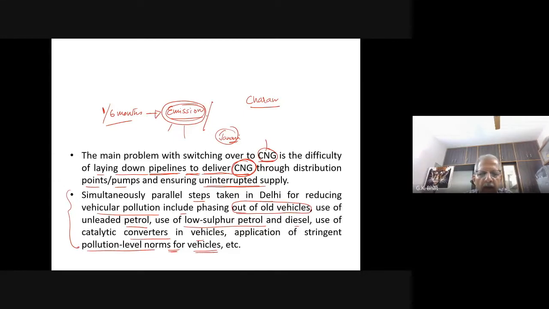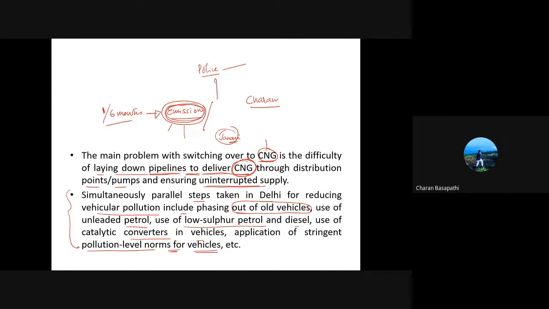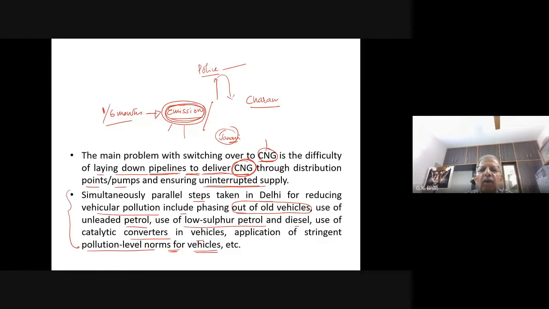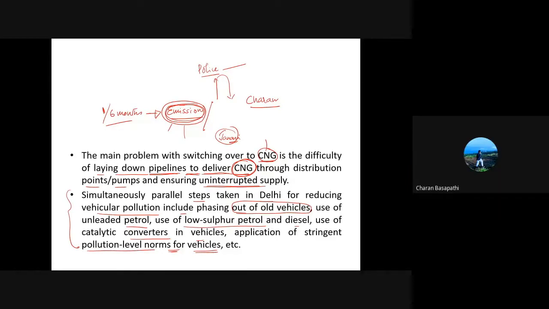And interestingly, a good number of youngsters do not go for the emission test. Charan, what do you do when you see the police on the road while riding a bike? I turn back, sir. You turn back. Why? I don't have a license, sir.